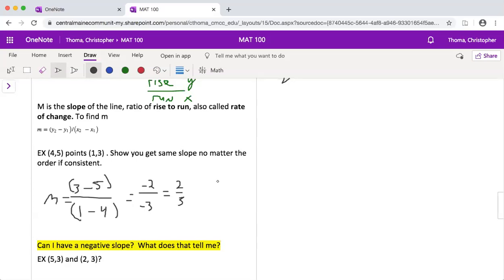But what if I swap them? What if I do y1 first? So 5 minus 3 over 4 minus 1. I just swap the places, and I still get 2/3. The key is you must keep your points aligned. Here is point 2 on top of each other, and here is point 1 on top of each other. Just keep your points aligned going up and down. Y is always on top, and as long as you don't mess up your arithmetic, you'll always get the right slope.